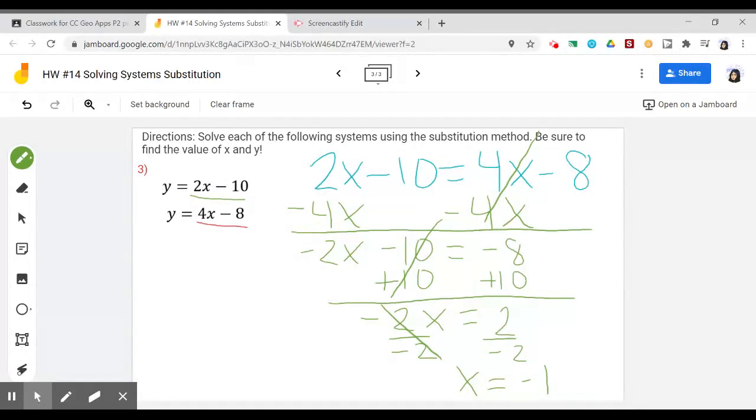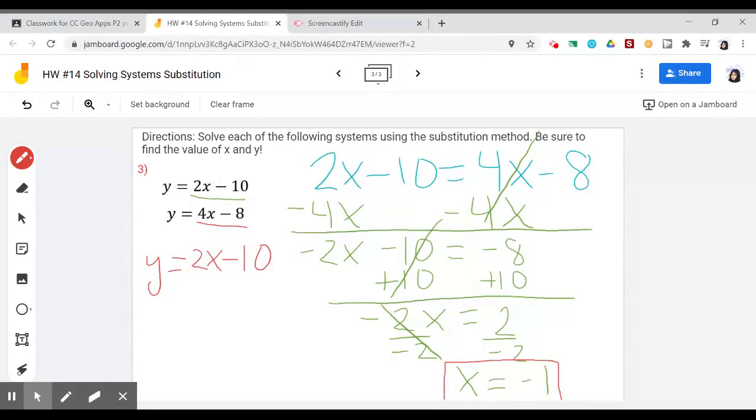Okay. Remember, again, I need to find both x and y. So now I need to substitute my value of negative 1 in for x so that I can actually find y. In both equations, y is alone, so it's just going to be an easy plug-in. There's no solving. You could pick either equation that you like, okay? So I'm just going to pick the top one. You could pick the bottom. It doesn't make a difference.